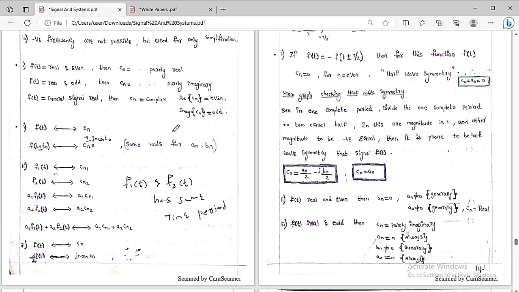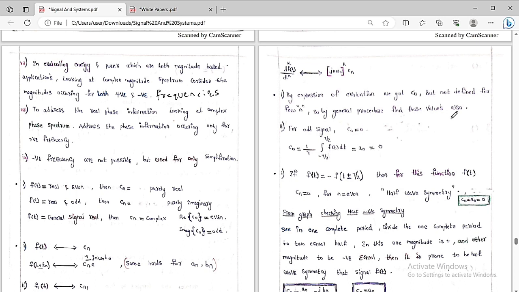So therefore we can say that if f of t has a Fourier coefficient Cn, then d by dt of f of t has a Fourier coefficient jn omega naught into Cn, and the kth derivative of f of t has a Fourier coefficient (jn omega naught) to the power of k into Cn. So these things you always have to keep in your mind.